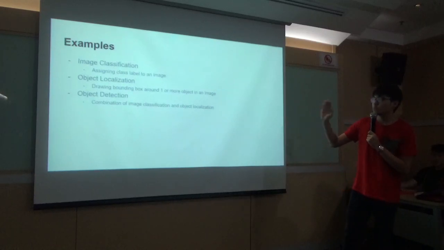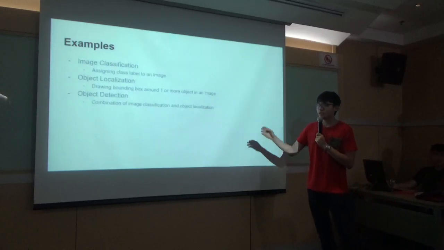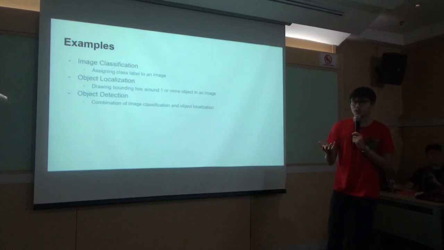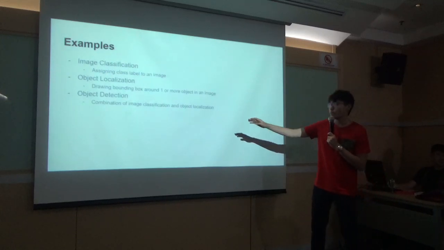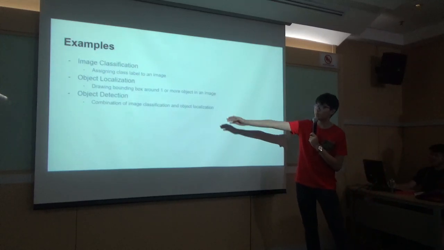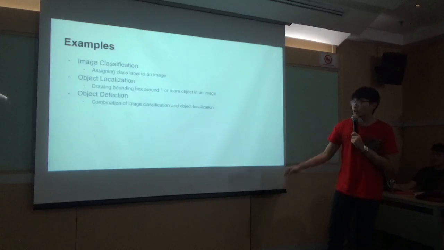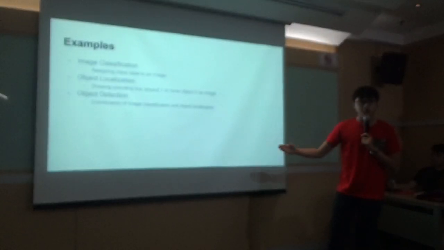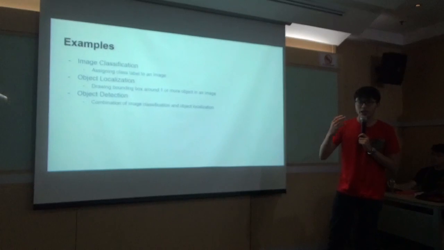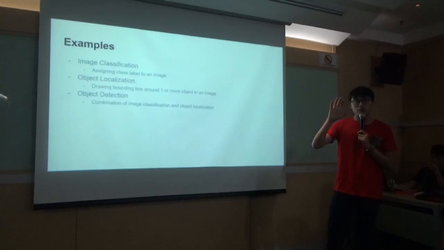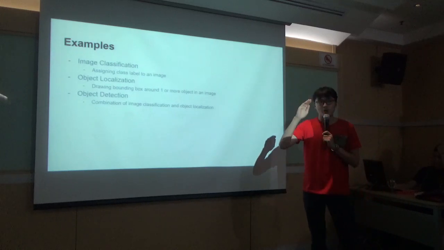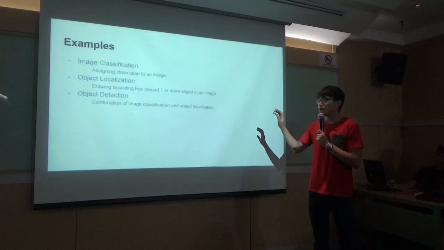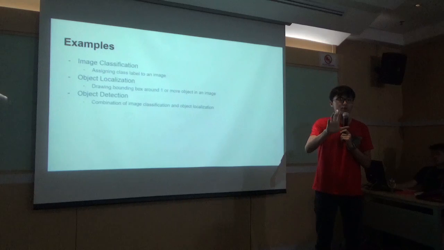Okay, and then object detection. This is what we usually understand as object recognition. It's the combination of object localization and image classification. So with object detection itself, the AI could recognize what object is in the picture. It makes the bounding box, and then it names and labels the object itself.